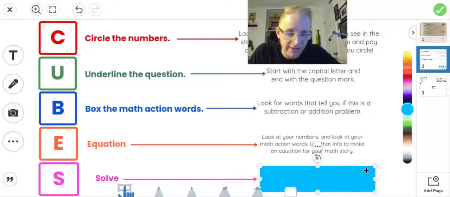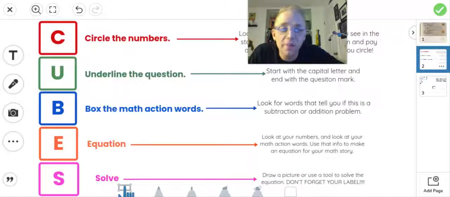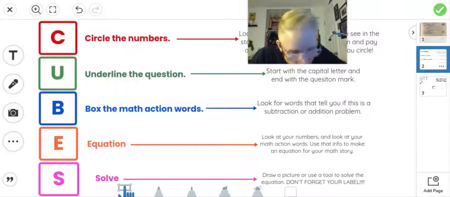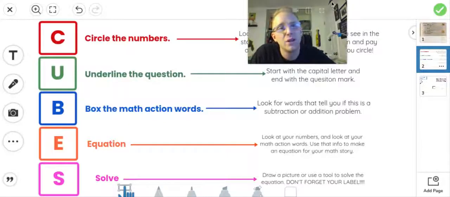And then finally, the S is solve. You need to draw a picture or use a tool to solve the equation. And most importantly, please do not forget your labels. When we are doing story problems and using CUBES, we always, always, always need our labels. That is one of the most important parts.